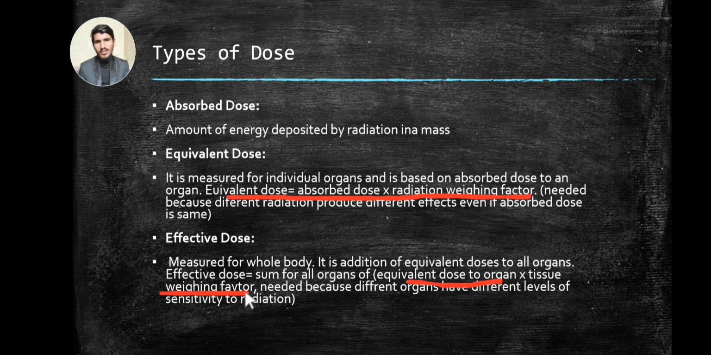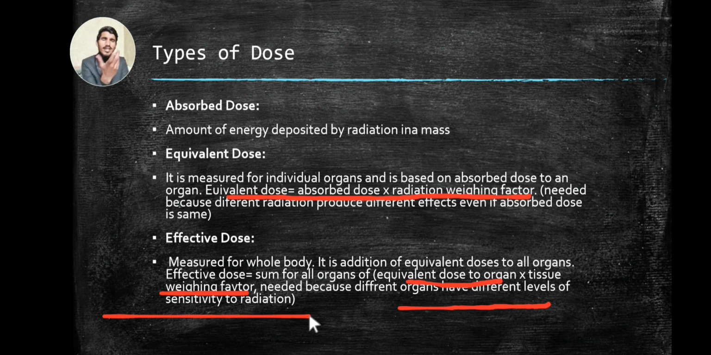So what is the tissue weighing factor? Just like in equivalent dose, where we read about the radiation weighing factor, similarly in effective dose we are reading about the tissue weighing factor. Why is it required? Tissue weighing factor is required because different organs have different levels of sensitivity to radiation, so we require the tissue weighing factor.